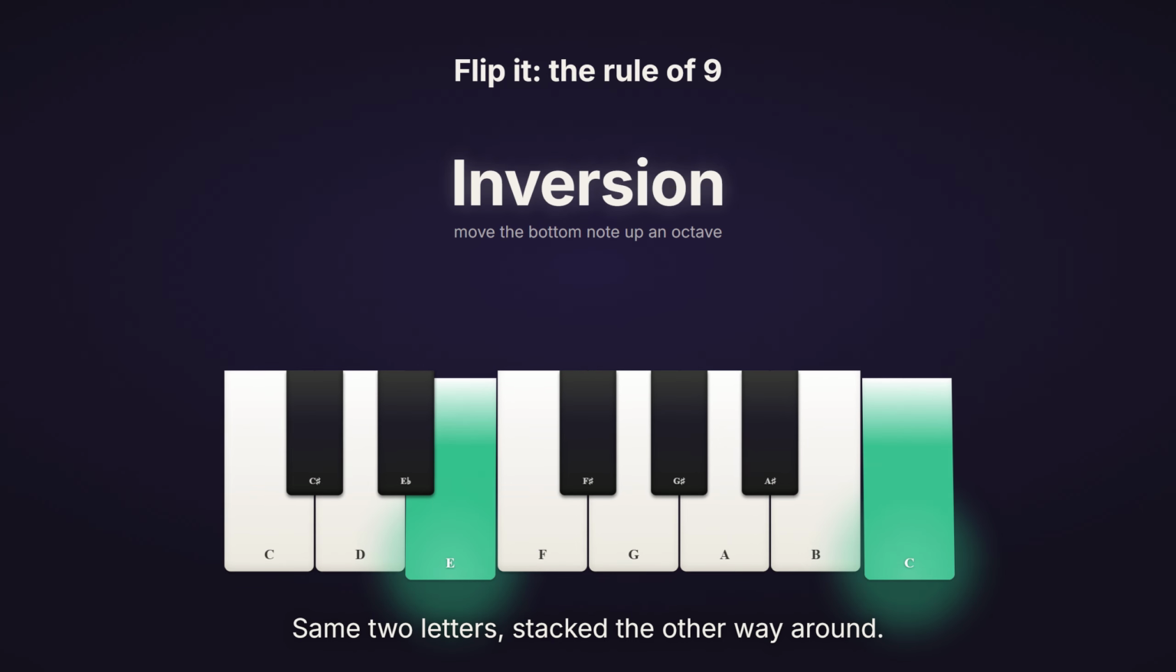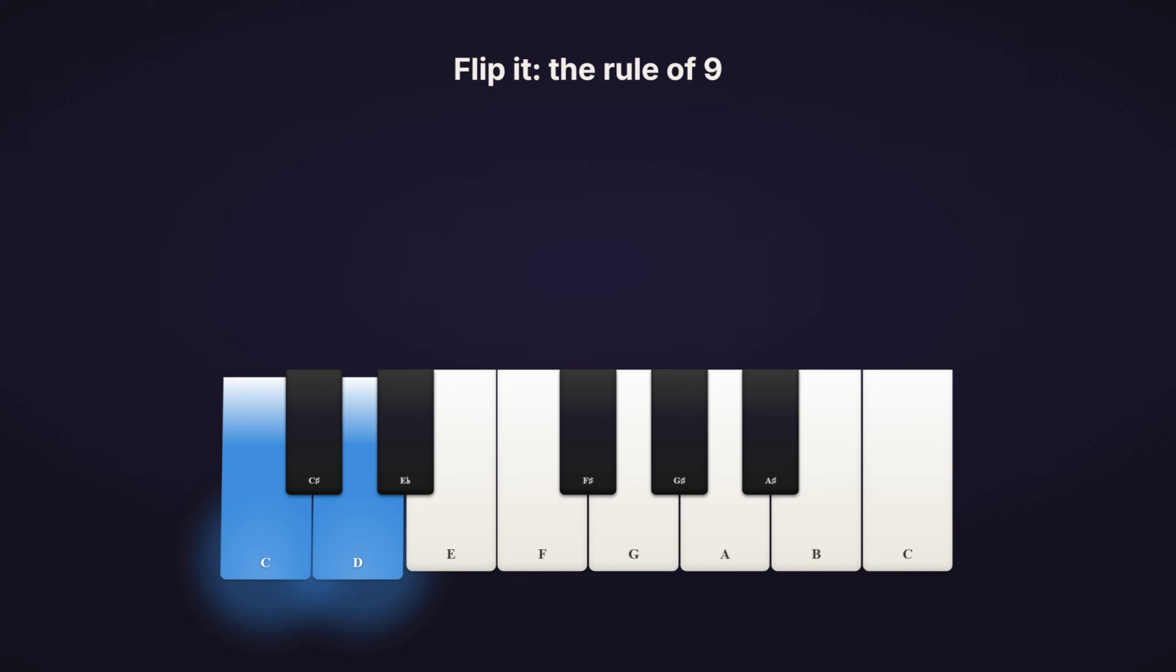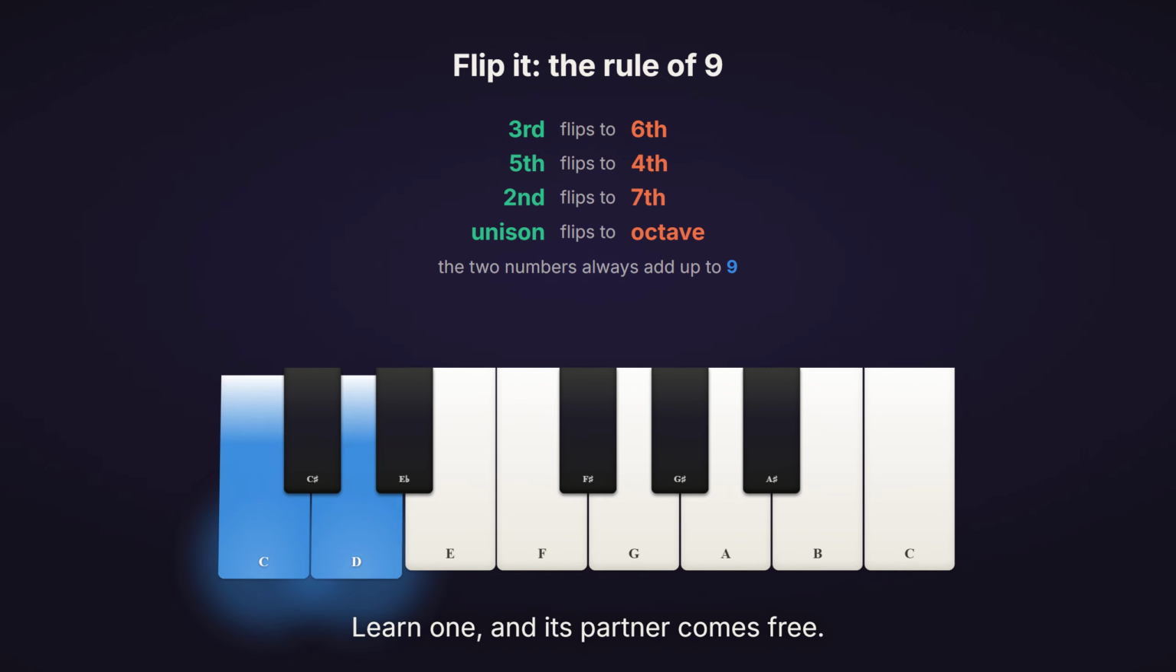A third, turned over, becomes a sixth. A fifth flips into a fourth. A second becomes a seventh. Look at those pairs. 3 and 6. 5 and 4. 2 and 7. In every single case, the two numbers always add up to 9. That is the rule of 9, and it means you only ever have to learn half of the intervals, because each one instantly hands you its partner.